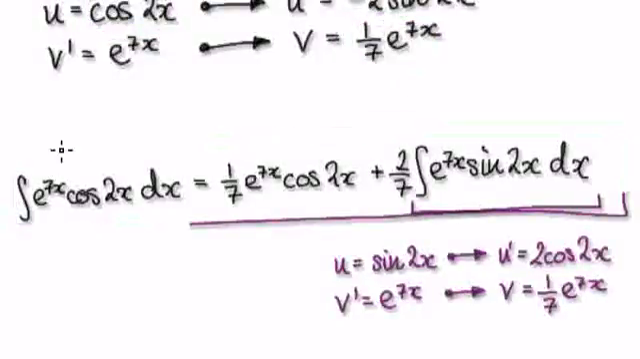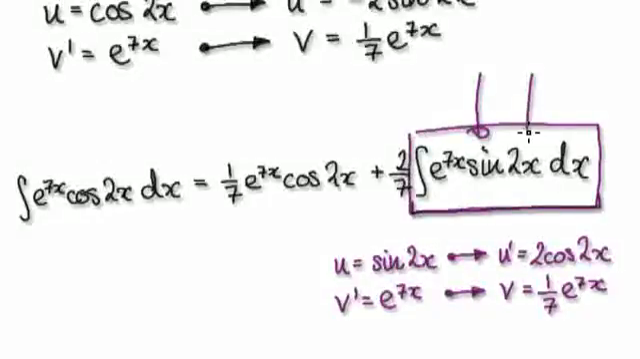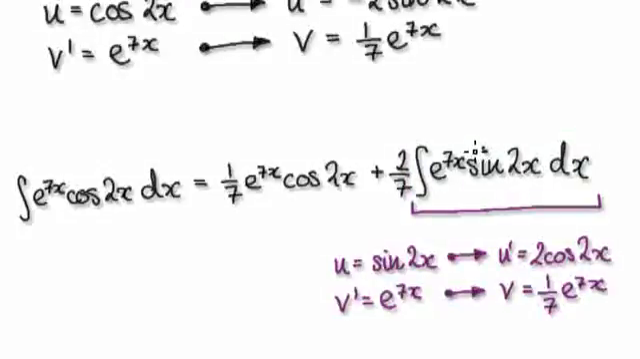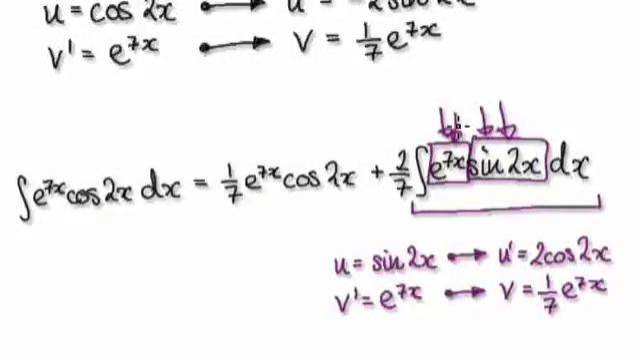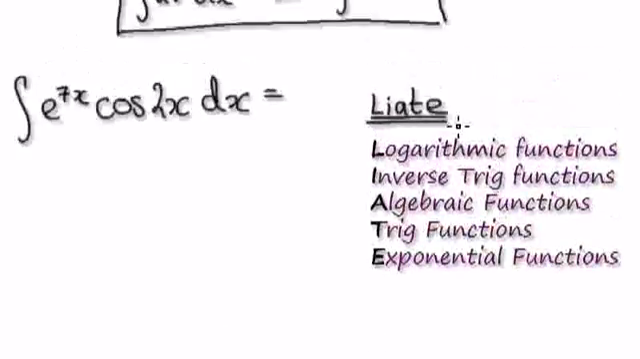Okay, but the thing is, we still need to integrate this. Now repeat the process, but on this block here. Looking at this, the hard part is in deciding whether to make this to be our u or to make this to be our u. If you look at our list, we've got a trig here and an exponential. If you go back and look at our list, remember we are working our way down the list.